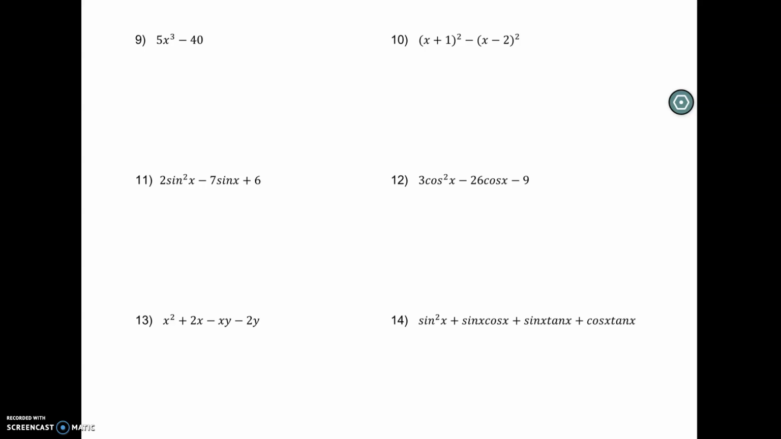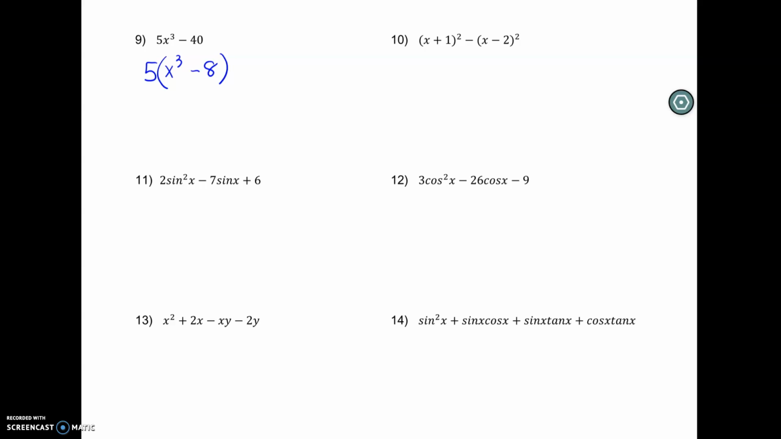So the first one that I want to look at is number 9. Number 9, I notice that there's a GCF. For every single problem that you do, you need to ask yourself, do the 2 different terms share a common factor? These do. They share a 5. So I can pull this out, and I have 5 times x cubed minus 8. Okay? But I'm not done here, because this x cubed minus 8 is actually the difference between 2 cubes. So I need to use my formula here.